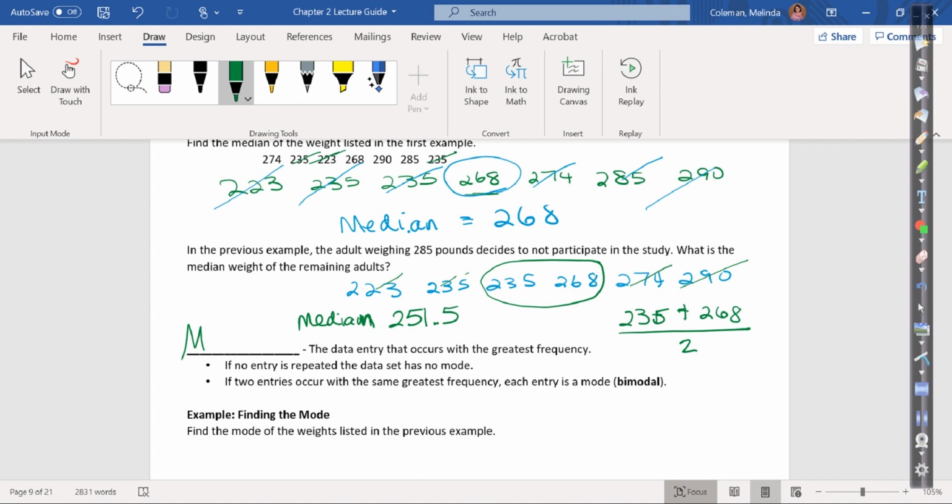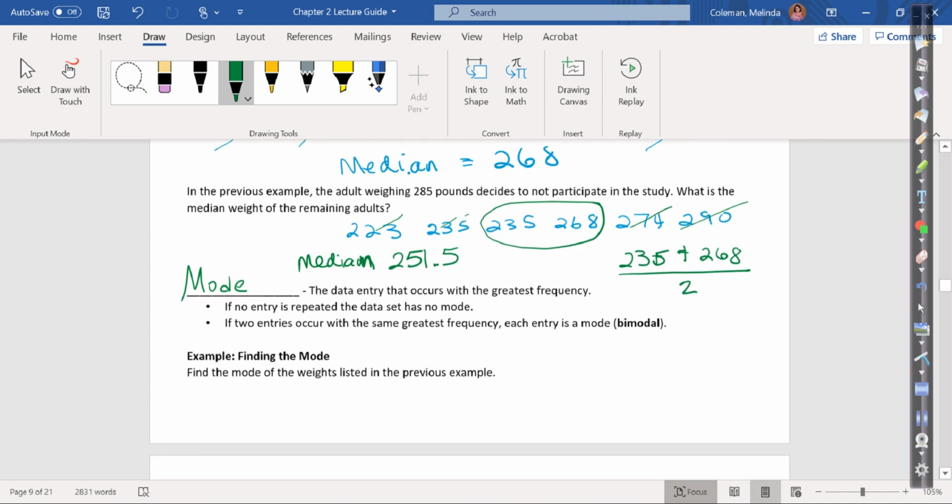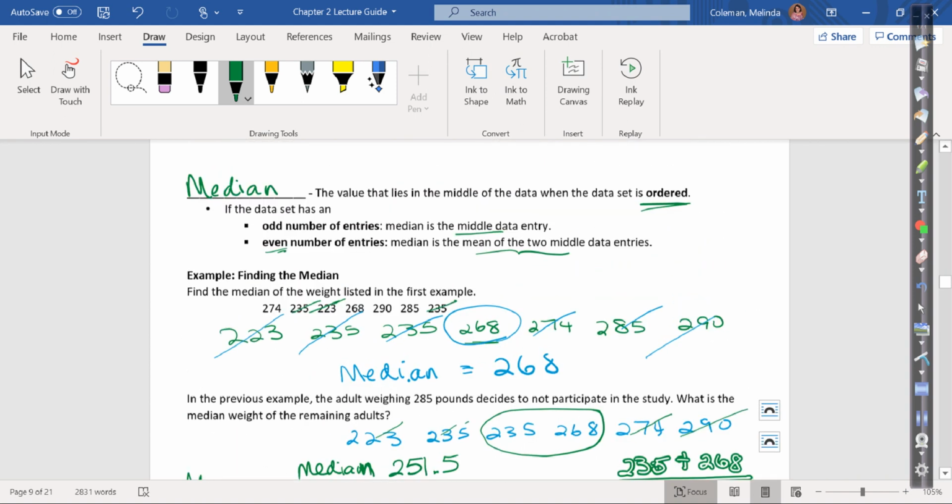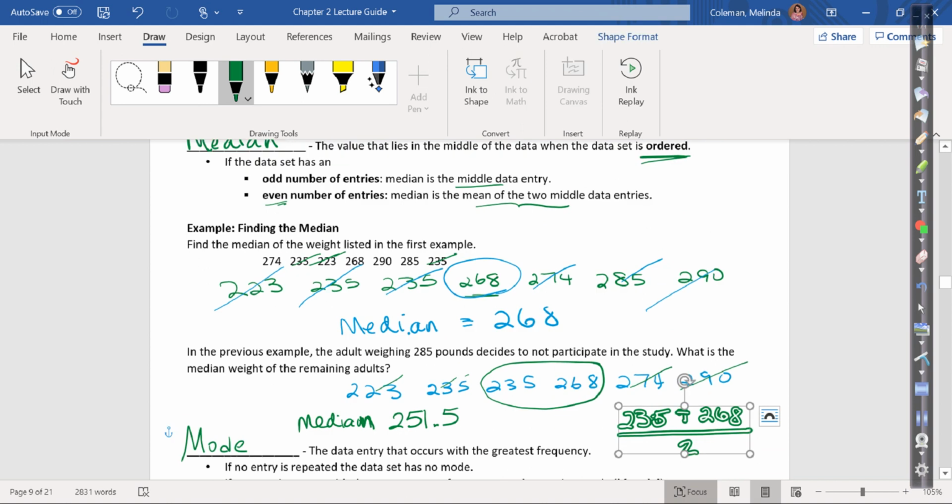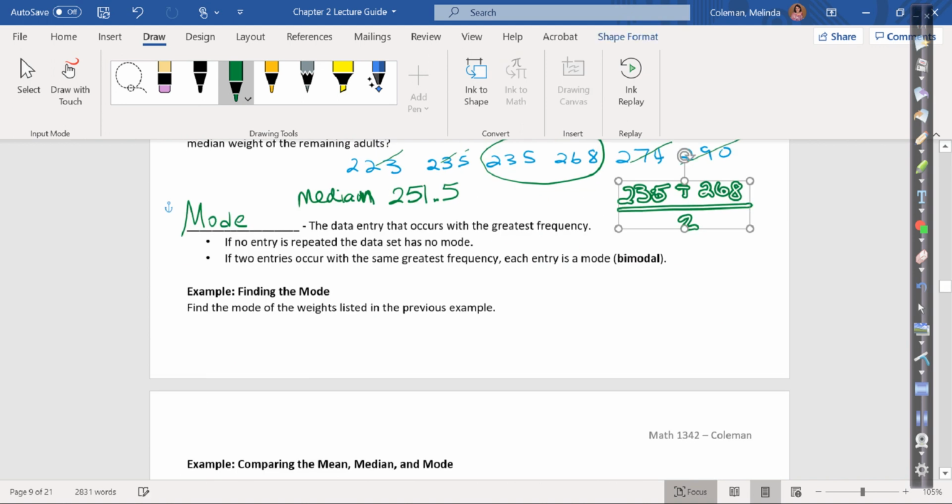Last one that everybody associates with pretty easily is mode. Mode is the entry that occurs most often or most frequent. So again, if you look back at the original data set, you notice that the 235 appeared twice. So my mode in this case is equal to the 235 that appears twice.